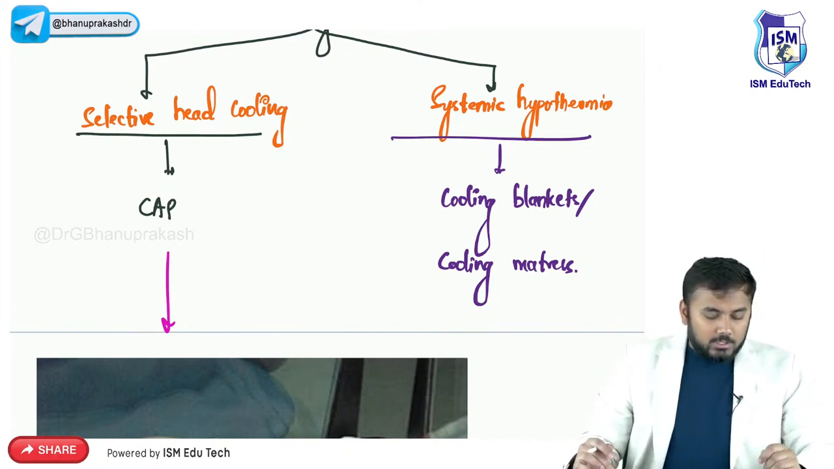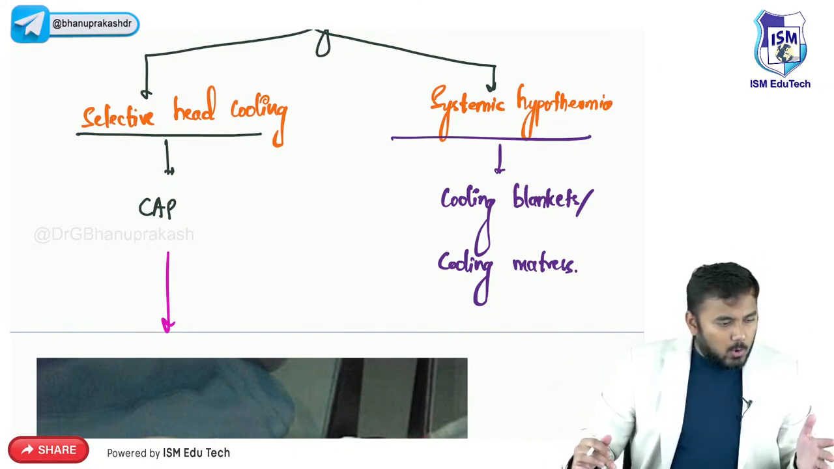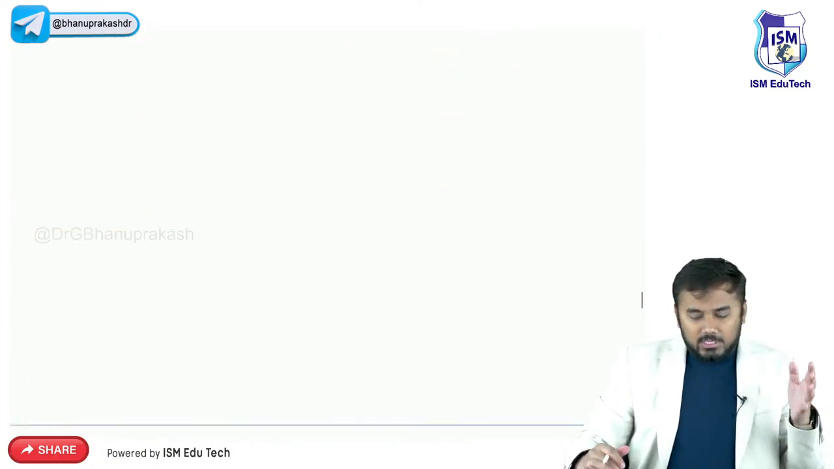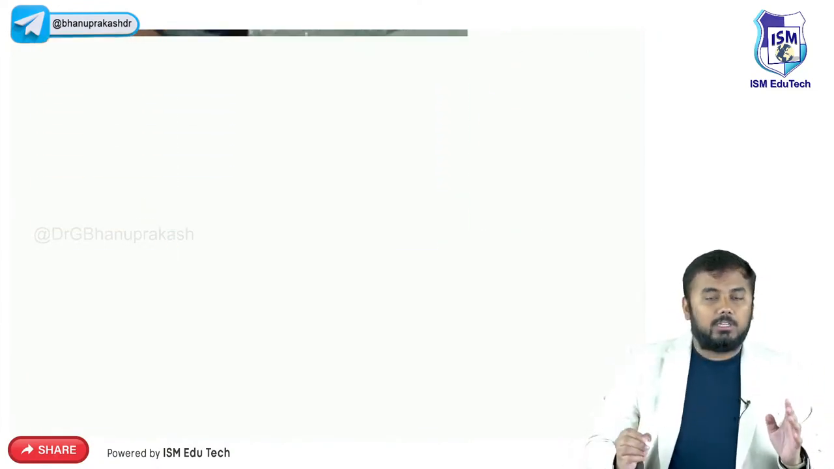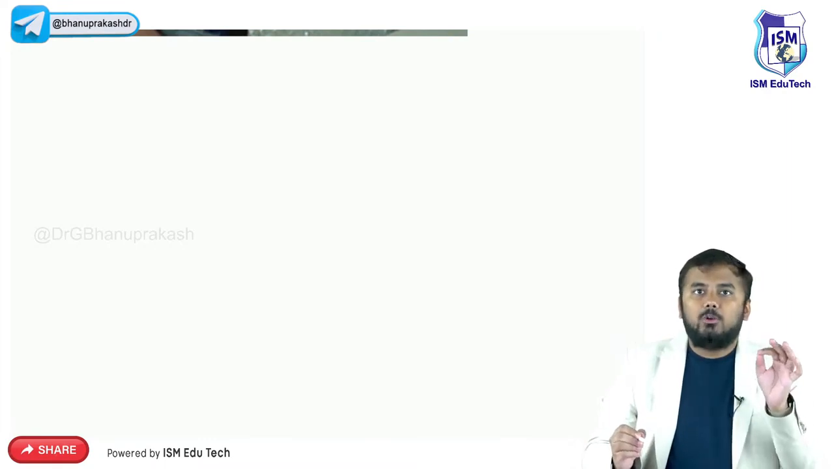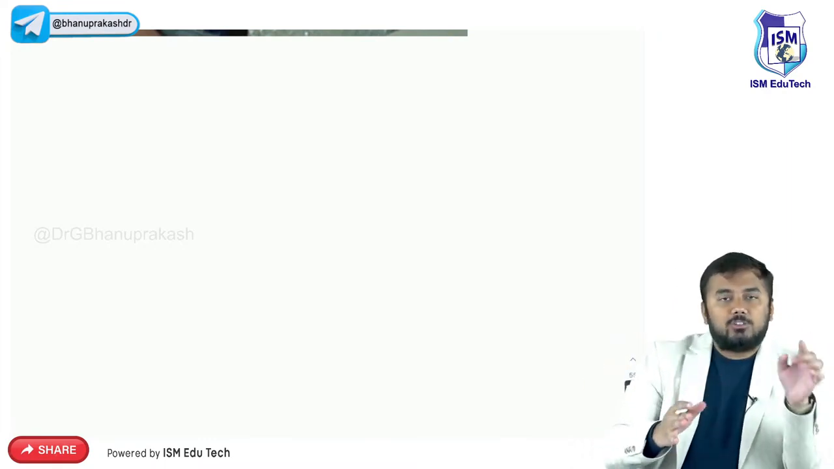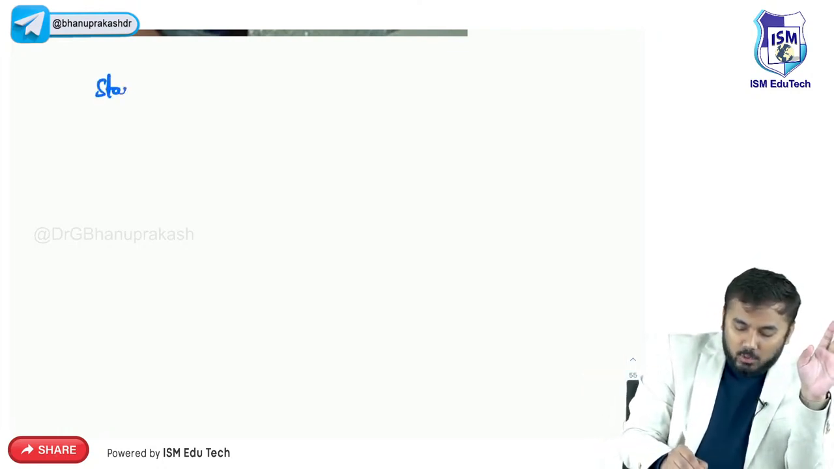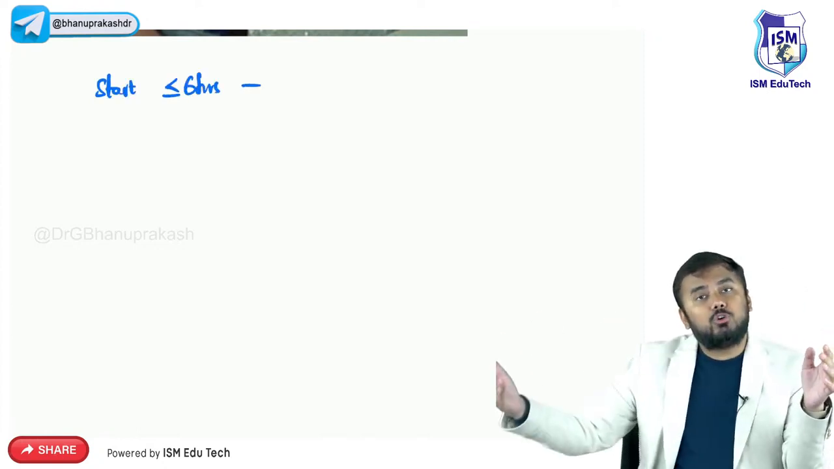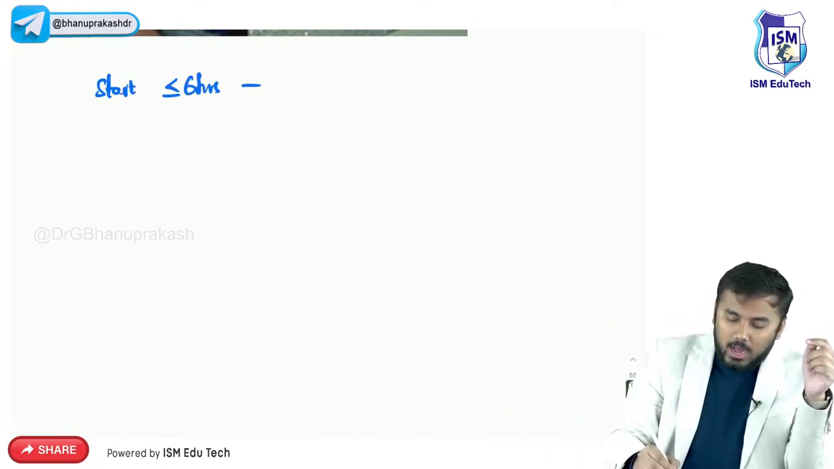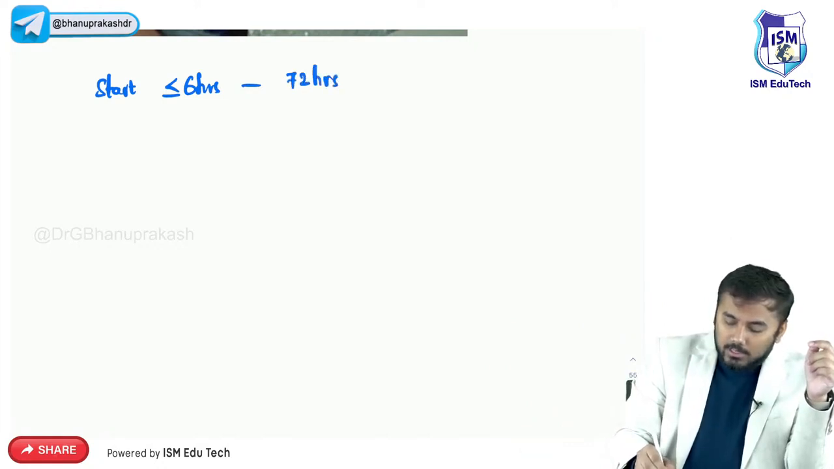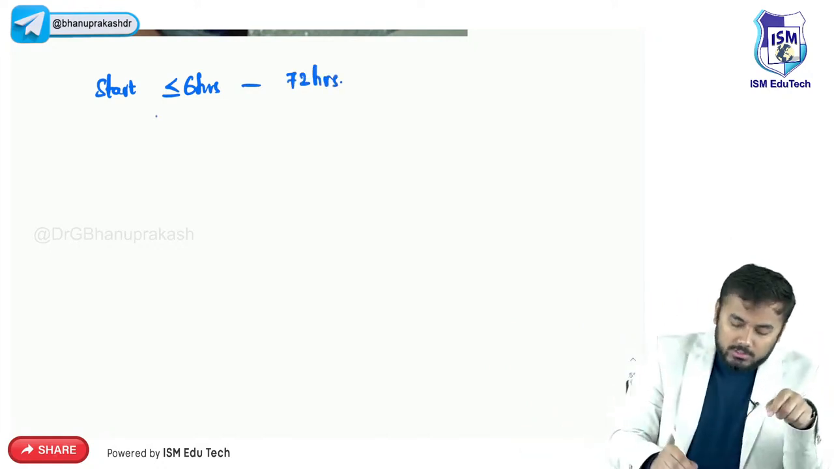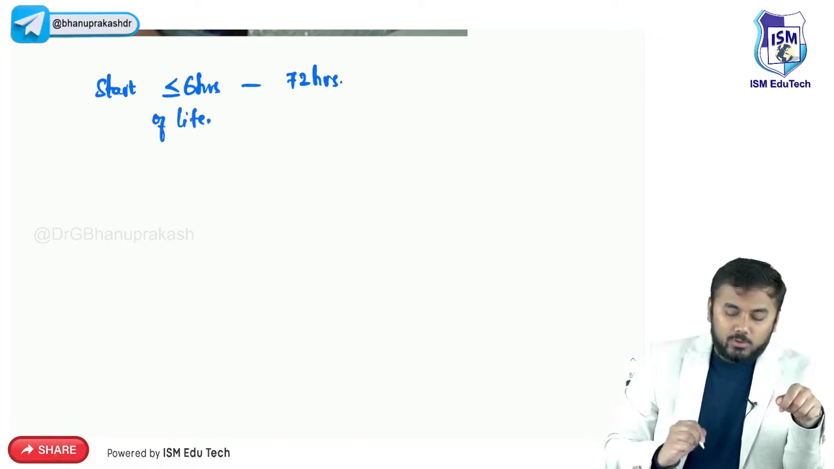So sir, when should I do this? The baby is born with neonatal encephalopathy, and I diagnosed the baby with neonatal encephalopathy. When should I start this cooling therapy? Once the baby is born, within 6 hours you should start this cooling therapy, in less than or equal to 6 hours. Till how much time should I cool the baby? Till 72 hours. So from 6 hours of life till 72 hours.